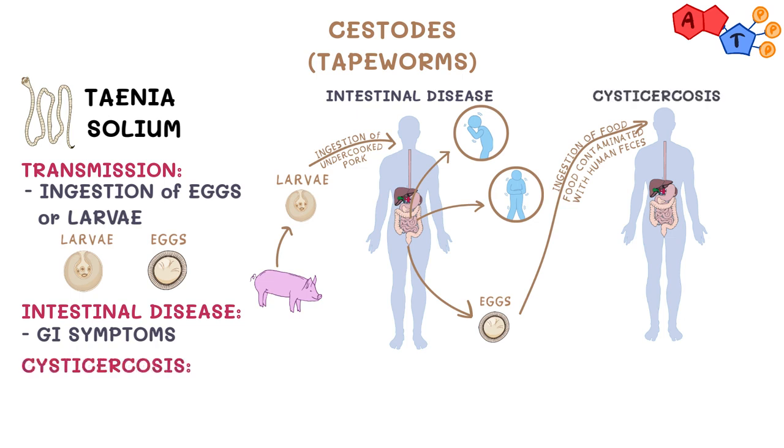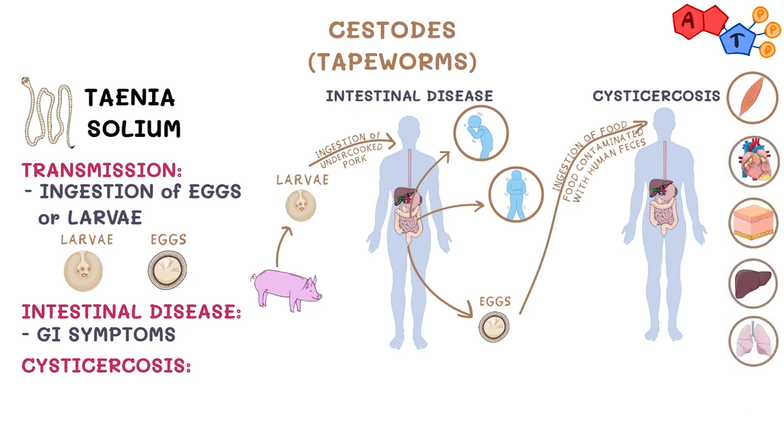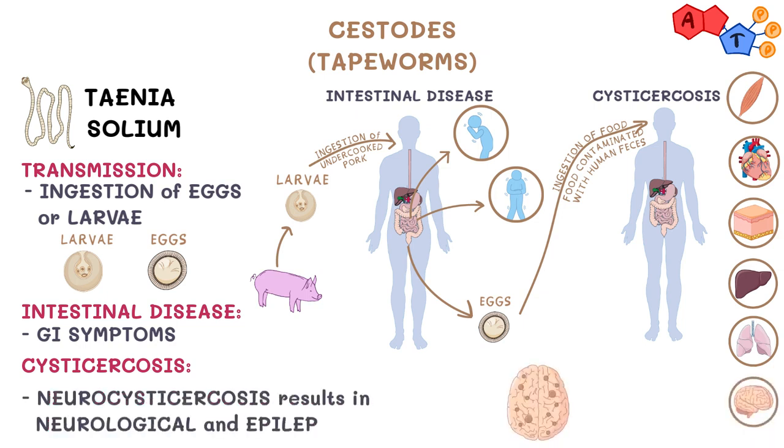Symptoms of cysticercosis may vary, and they depend on the location of tissue infected and the number of larvae. It can affect skeletal muscle, heart, skin, liver, lung, or other tissues. It can also reach the brain to cause neurocysticercosis, leading to serious neurological and epileptic complications.